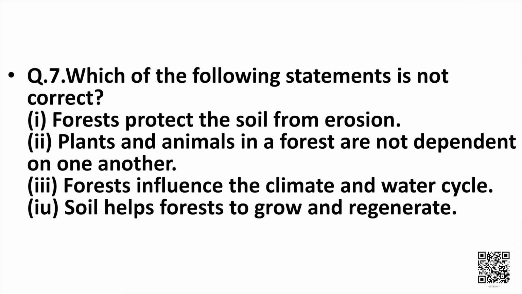Then moving on to another question, that is, which of the following statements is not correct? So students, the first statement is, forest protect the soil from erosion. So this is correct. Second is, plants and animals in a forest are not dependent on one another. So students, this statement is not correct. They are dependent on one another. Third one is, forest influence the climate and water cycle. This is correct. And fourth one is, soil helps forest to grow and regenerate. This one is also correct.